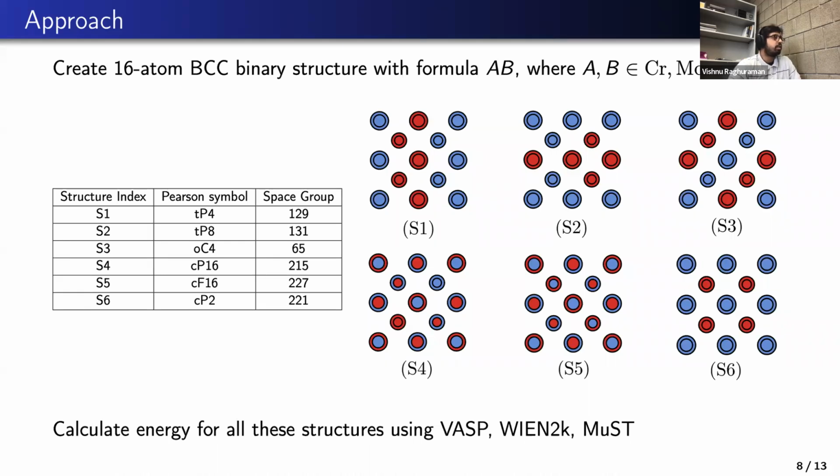We created a 16 atom BCC binary structure. Those binary structures are among chromium, molybdenum, niobium, and vanadium. There are 59 different possible structures of 16 atom decorations that you can create. We did energy calculations for all of them, looked at the symmetries, and picked six structures that we thought were least and most stable and also had interesting symmetries. For these 6 structures, we thought we would calculate VASP, VN2K, and MUST energies and see how well they compare.